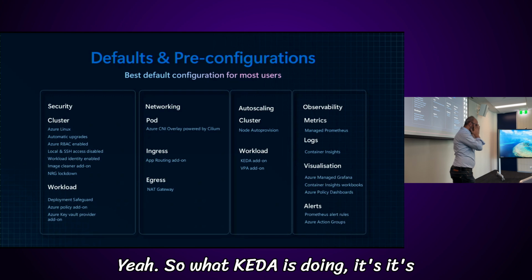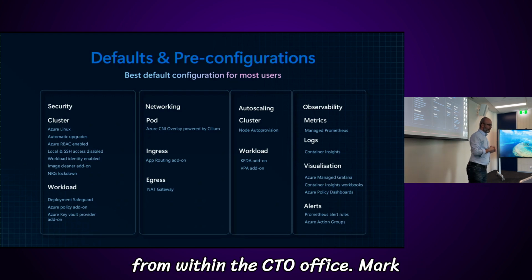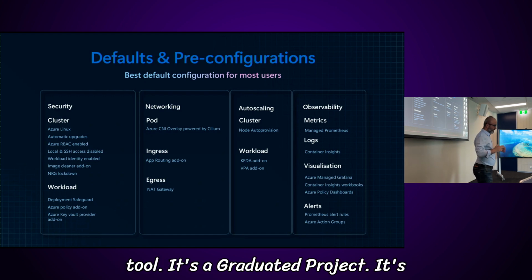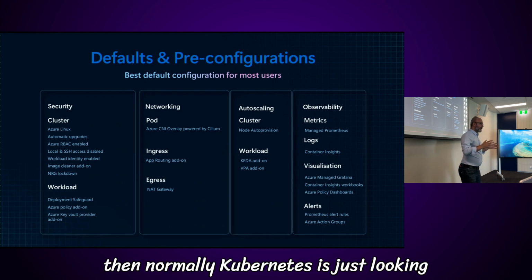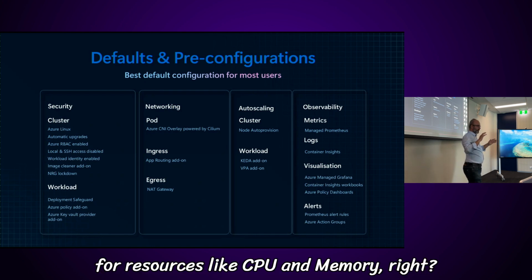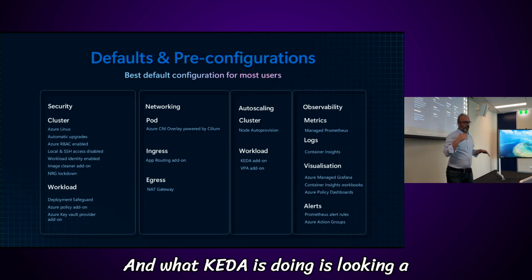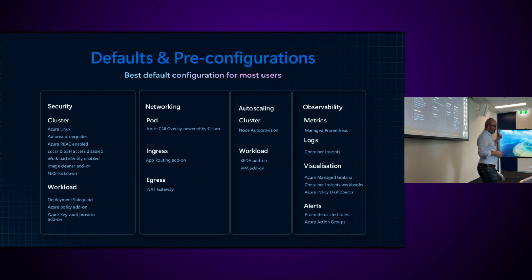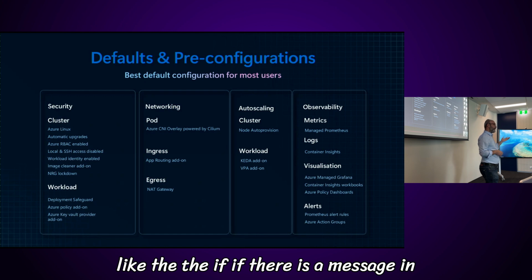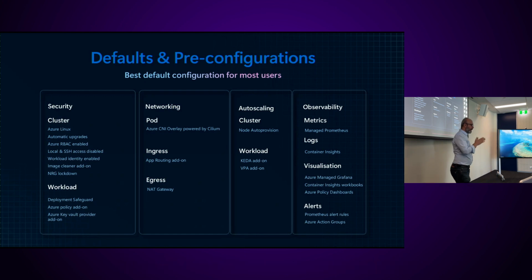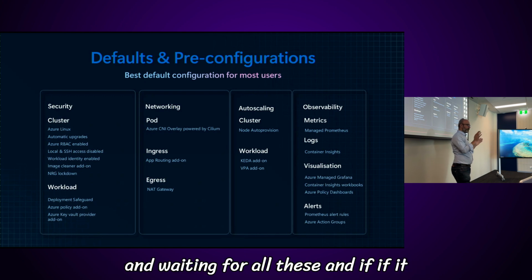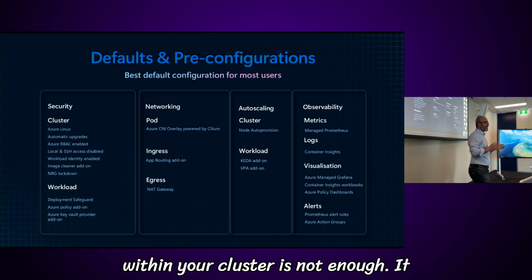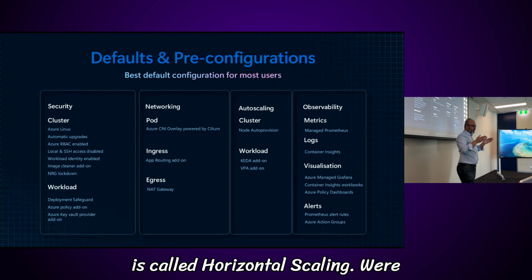What KEDA is doing, it's another open source tool. It actually started from within the CTO office, Mark Russinovich. It's an open source CNCF tool, a graduated project. It's really awesome. Normally Kubernetes is just looking for resources like CPU and memory, right? What KEDA is doing is looking at a lot more metrics, like the number of HTTP calls, or if there is a message in a service bus, and so on and so forth. And if it sees that the current number of pods within your cluster is not enough, it would increase the number of pods. This is called horizontal scaling.